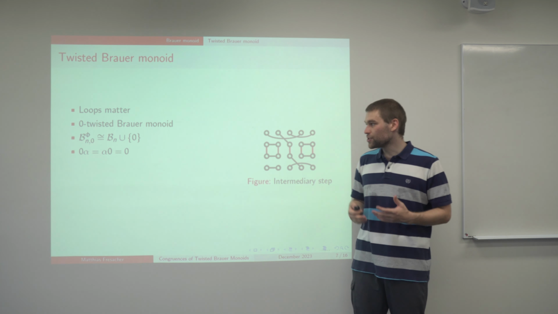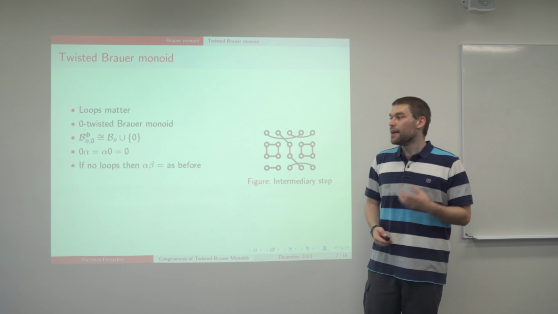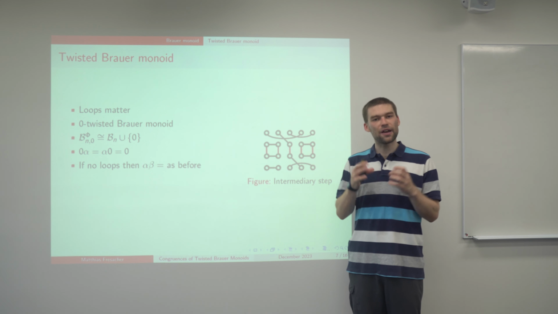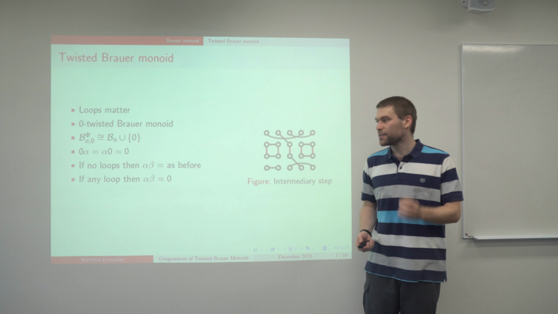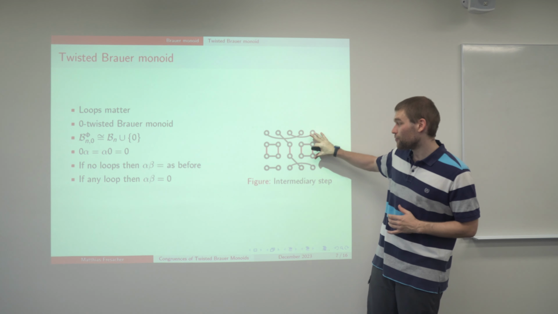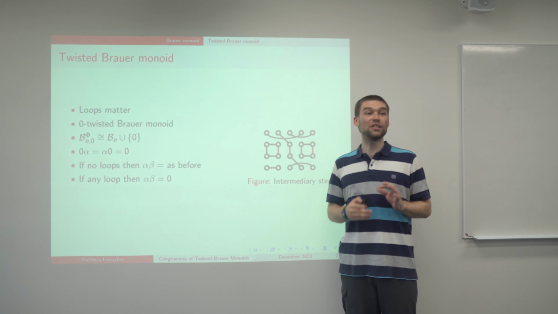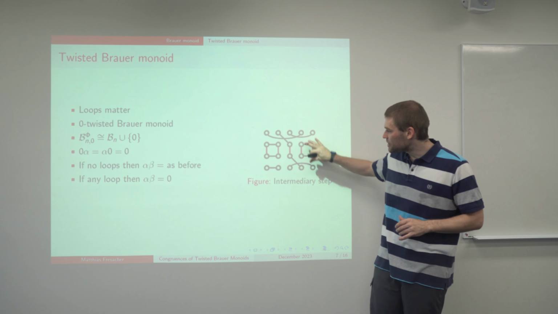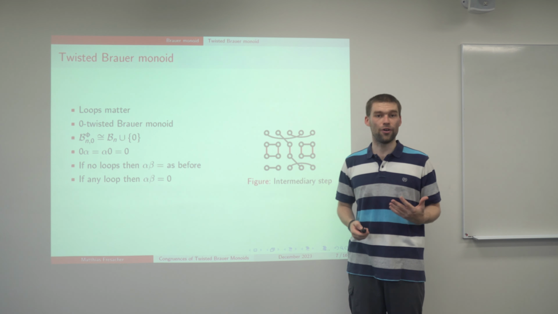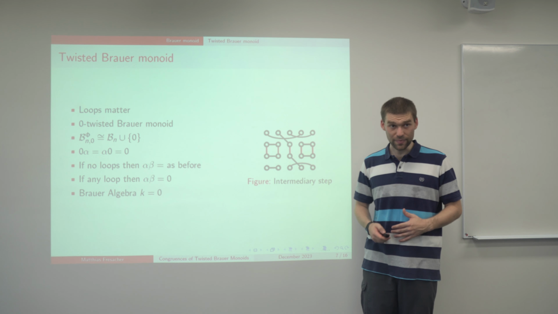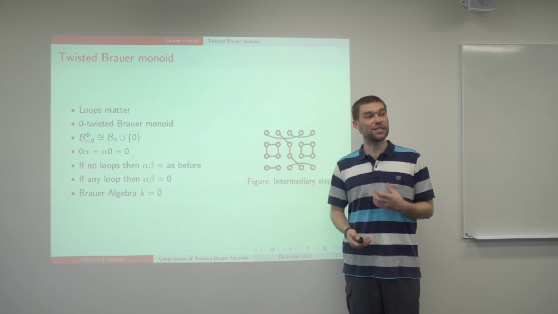In terms of multiplication, well, trivially anything multiplied by 0 is going to be 0. And if there are no loops present, then our concatenation is just going to be as we had on the previous slide. But if there are any loops present, so as is the case in this example, then our product is by definition equal to 0. So we can see that these two diagrams in the twisted setting have a different product than what they did in the non-twisted setting. For those of you familiar with it, this is in fact a Brauer algebra with a twisting coefficient equaling 0.